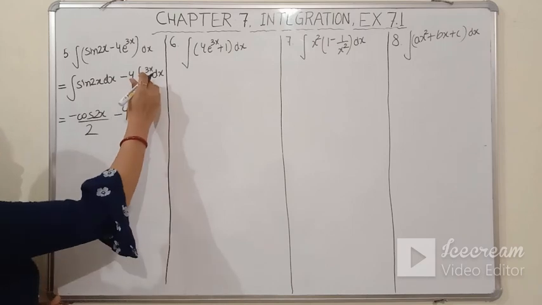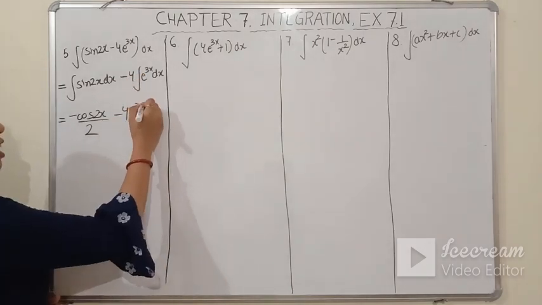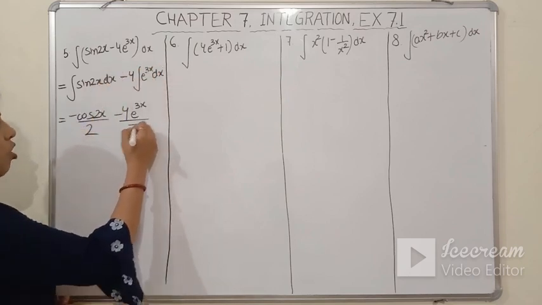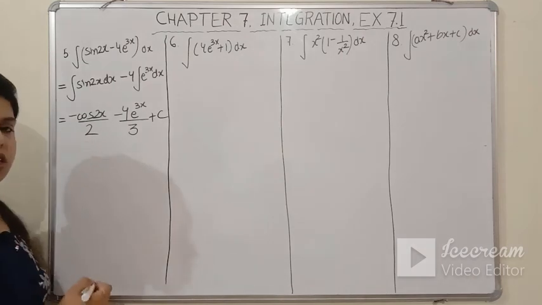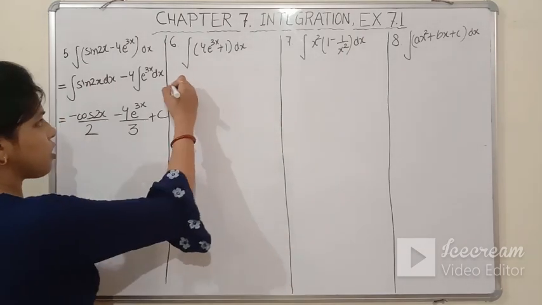In the same way, the integration of e raised to power x is e raised to power x. So it will be e raised to power 3x, and what is the coefficient of x here? That is 3. So 3 will come in the denominator, plus c. So this is a very simple question, you can just do it within a second. You don't need to waste your time.